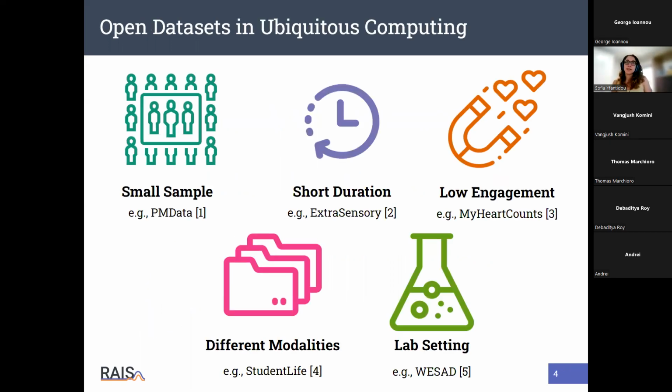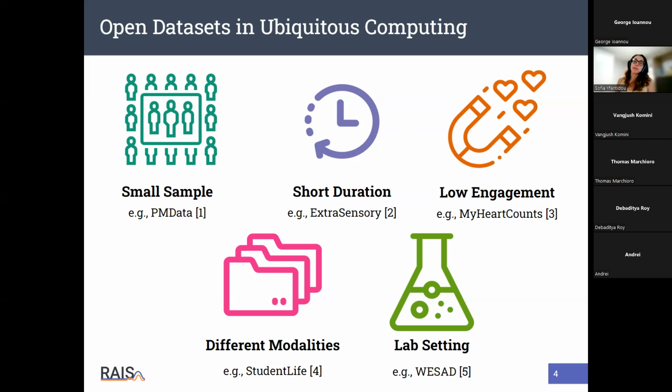The open datasets out there suffer from some limitations. Every dataset is unique to the use case and the research question it was designed to answer. But generally, many datasets suffer from a small sample size. Because of the difficulty of conducting large studies, a great number of studies have only a few participants, like 10, in the number of tens.